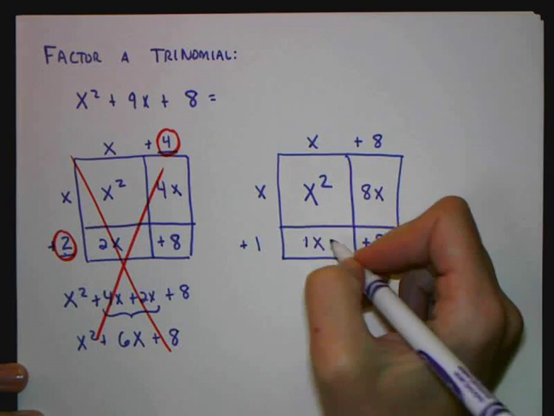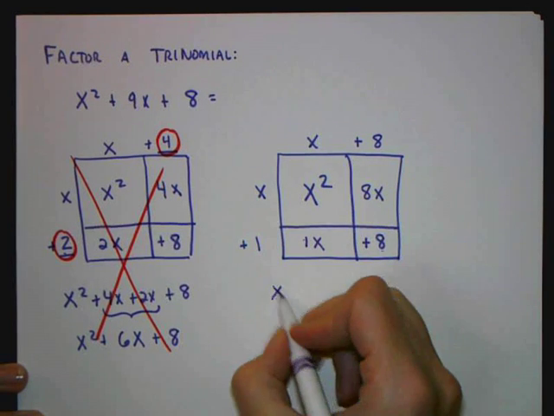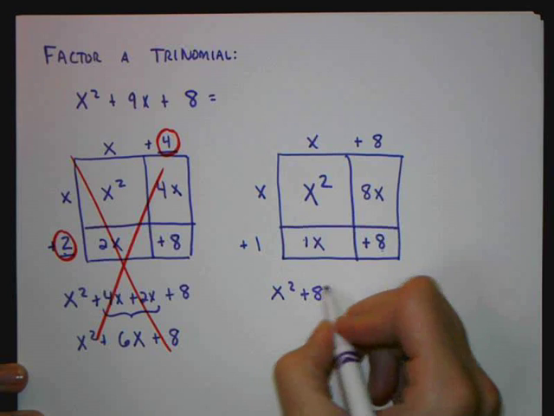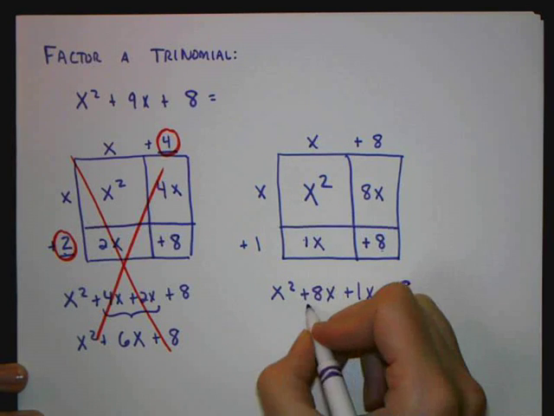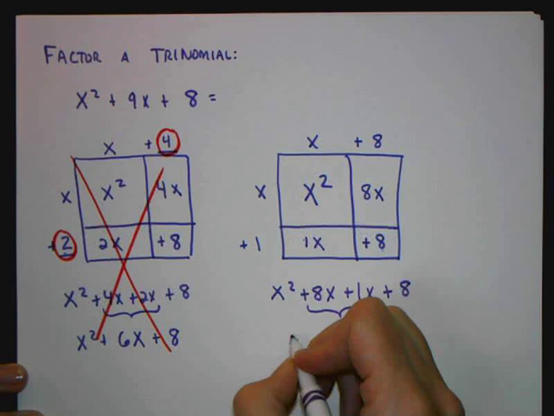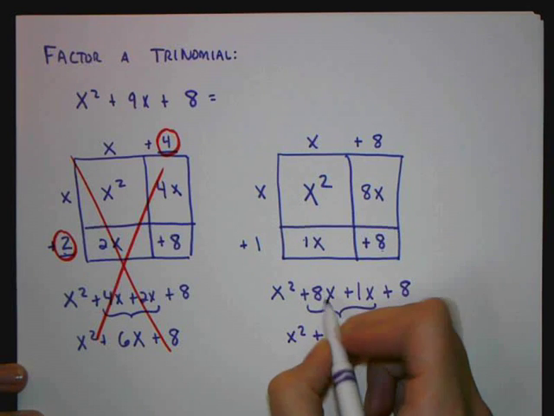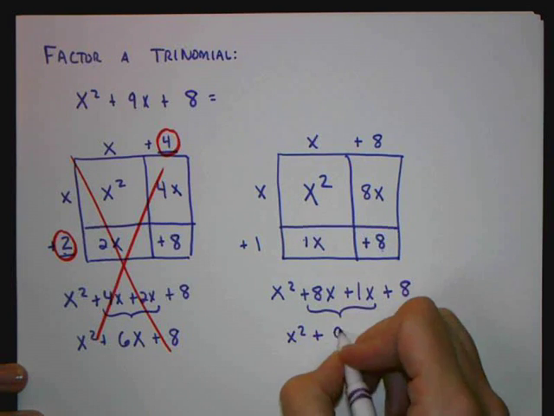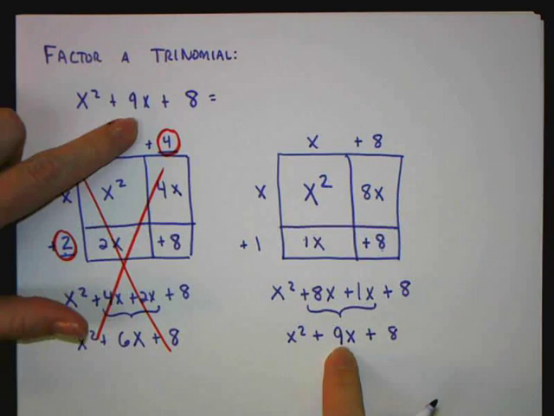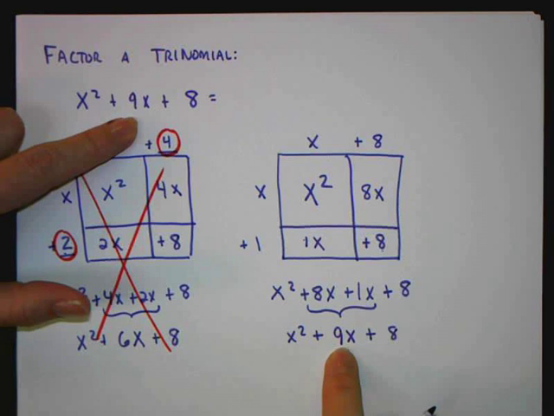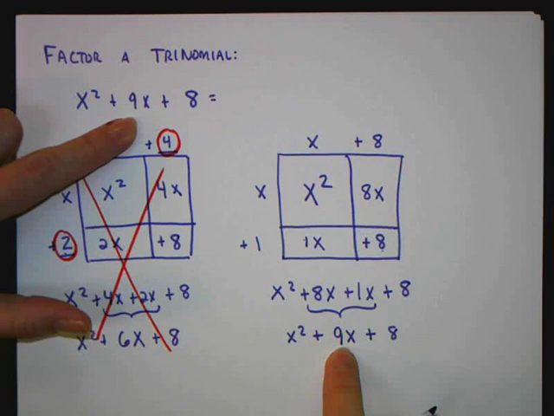Now let me add all of these terms in my area model together. I'll get x squared plus 8x plus 1x plus 8. And I'll combine my like terms. So I have x squared plus, 8x plus 1x. That gives me 9x plus 8. That does indeed give me the trinomial that I was originally trying to factor.